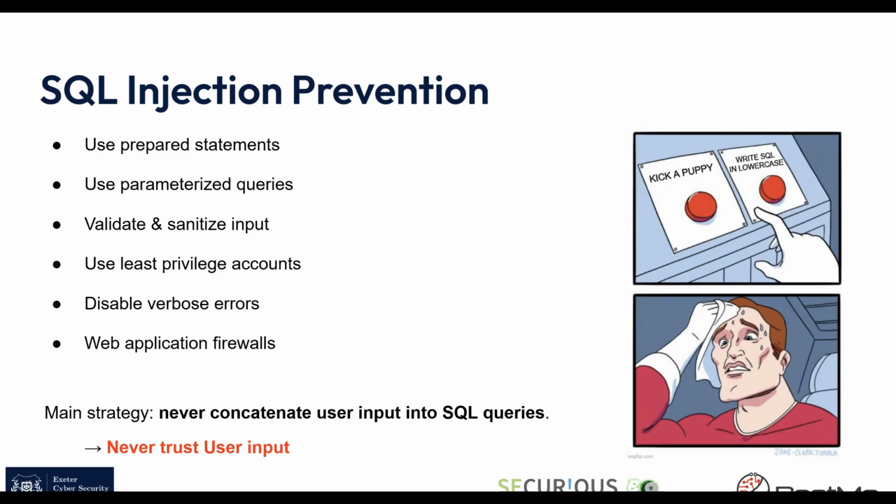Use least privilege accounts. As said at the beginning of the year, this is a method where you don't trust anyone and you always give the least amount of privileges to everyone. So even if there's a leak, no one is concerned. Disable verbose errors. Very important. Debug mode. Worst enemy in that case.